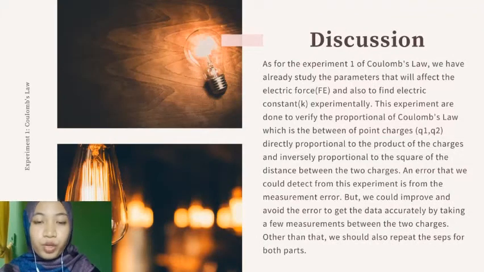Discussion. As for Experiment 1 of Coulomb's law, we have studied the parameters that affect the electric force and also found the electric constant experimentally. The experiments are done to verify Coulomb's law, which states that the force between point charges Q1 and Q2 is directly proportional to the product of the charges and inversely proportional to the square of the distance between the two charges. An error that we could detect from this experiment is measurement error, but we could improve and avoid it to get accurate data by taking a few measurements between the two charges. Other than that, we should also repeat the steps for both parts.